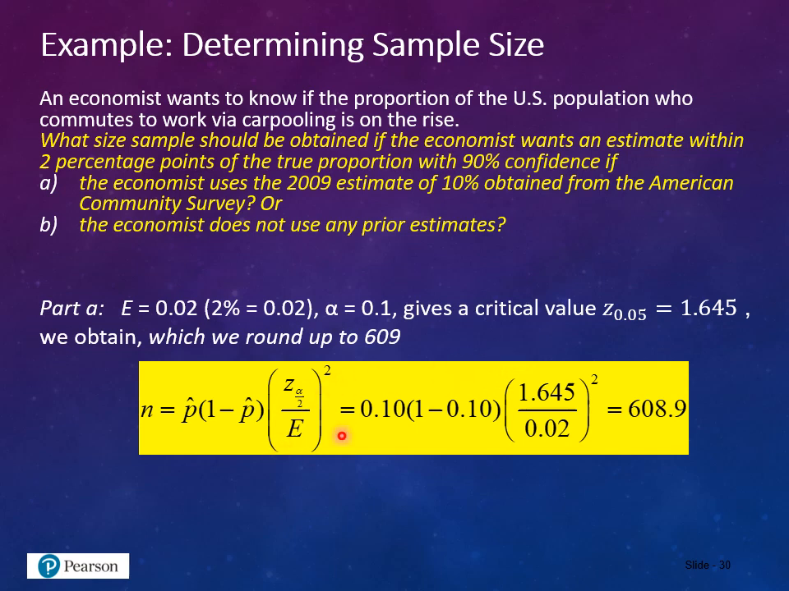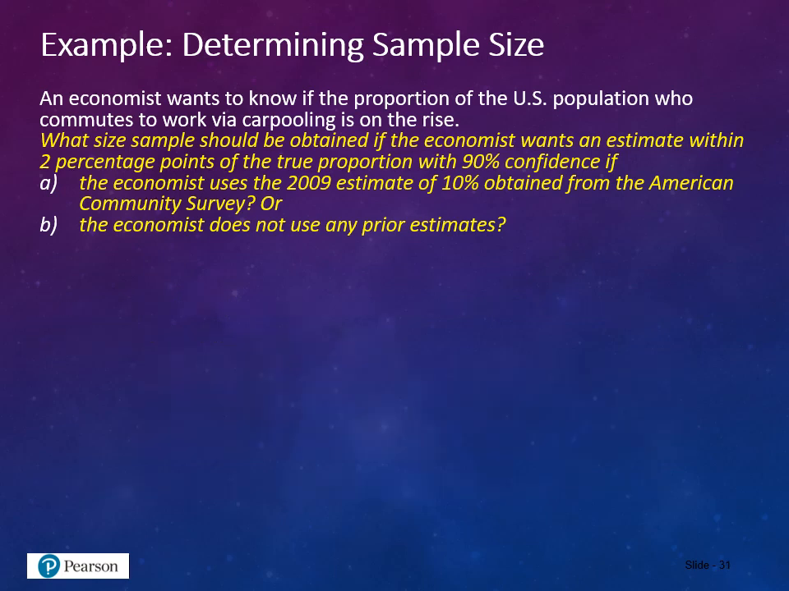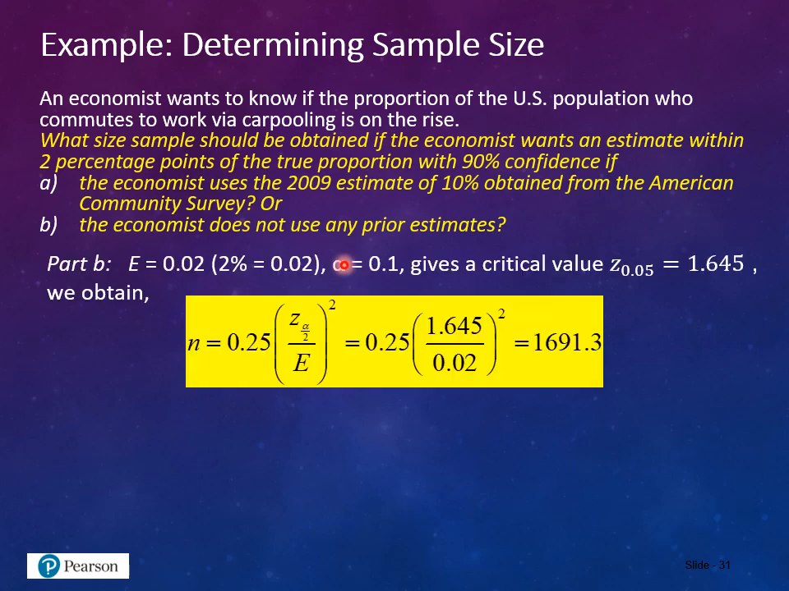So we can plug those values into the formula we saw on the prior page, and we get a sample size of 608.9, which we round up to the next integer value of 609. So using a prior p-hat value from a prior survey or study, the economist must survey a minimum of 609 randomly selected individuals. Well, what if the economist does not have any prior estimates?